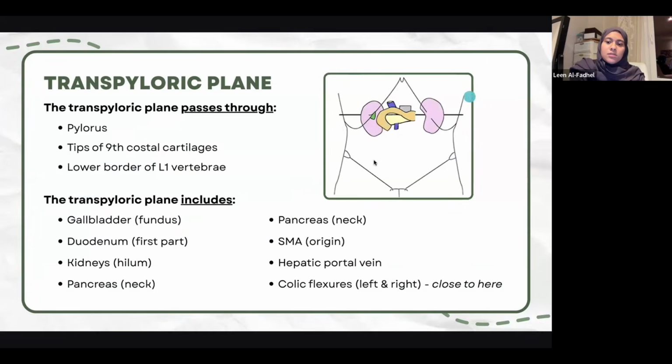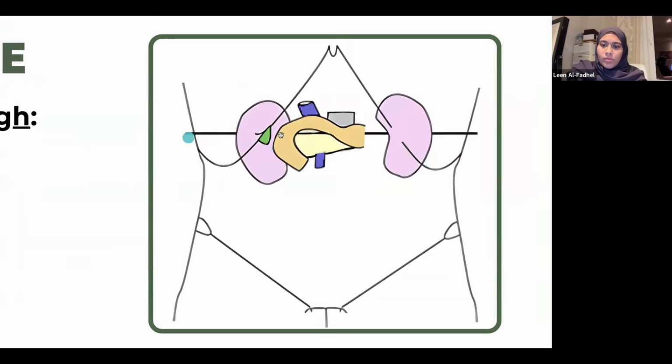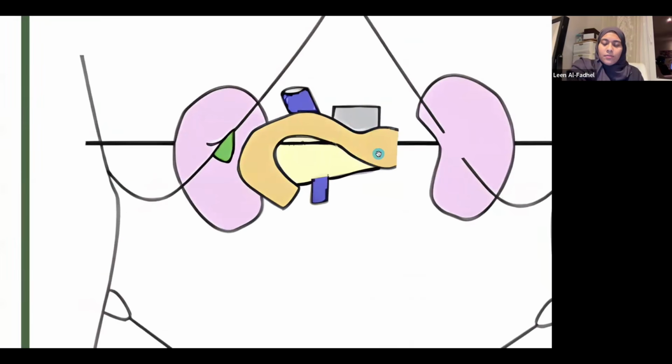So let's translate this to the picture right here, because it's easier to know things if you visualize them. So here's a transpyloric plane. Okay, so high, hilum of the kidneys. Okay, high, the hepatic portal vein, which is right over here. Let's, lumbar vertebra, lower border of the lumbar vertebra of L1. Put, pancreatic neck. Please, which is the pylorus of the stomach. Put the ninth costal cartilages. Forbidden, fundus of the gallbladder. Drugs, duodenojejunal junction.